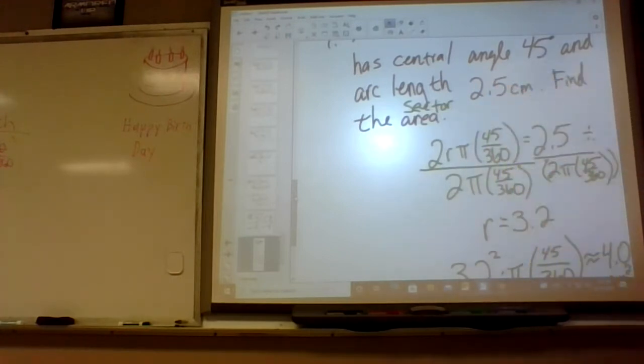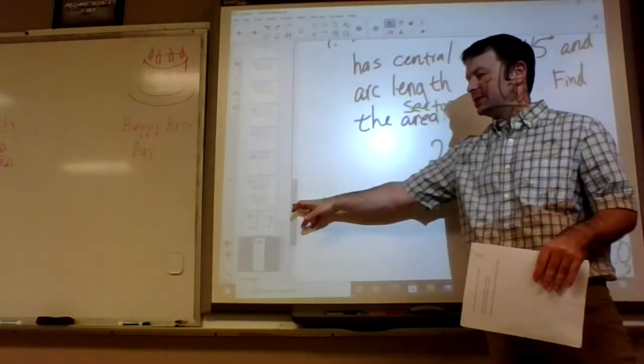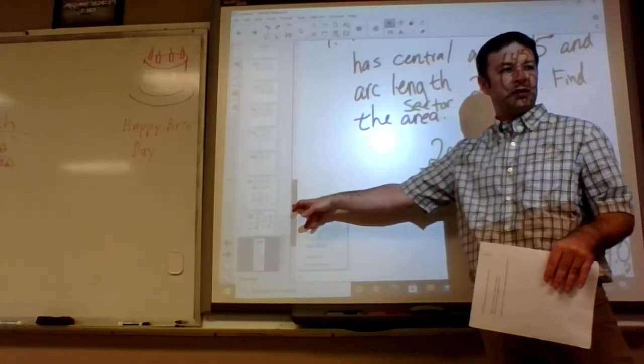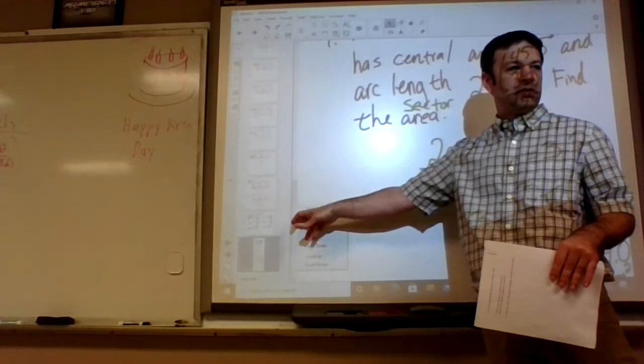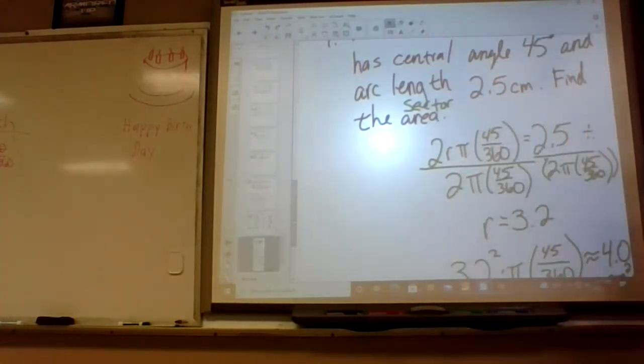That would be radians then. No, degrees is degrees. 45 degrees is degrees. Yeah, but what we just solved for, we're trying to solve for the radians, not the sector.